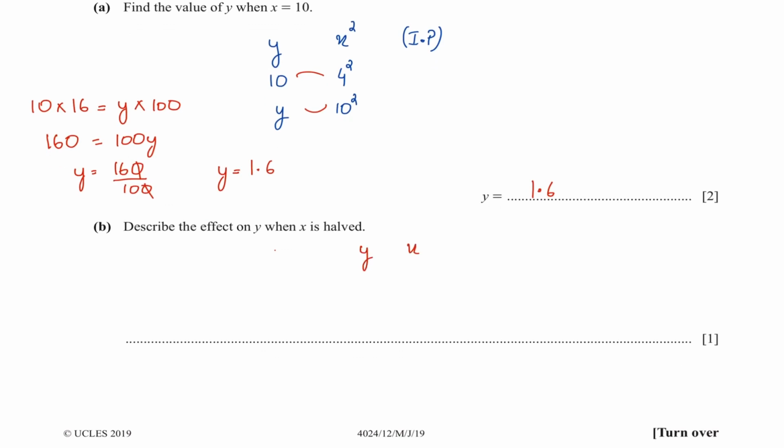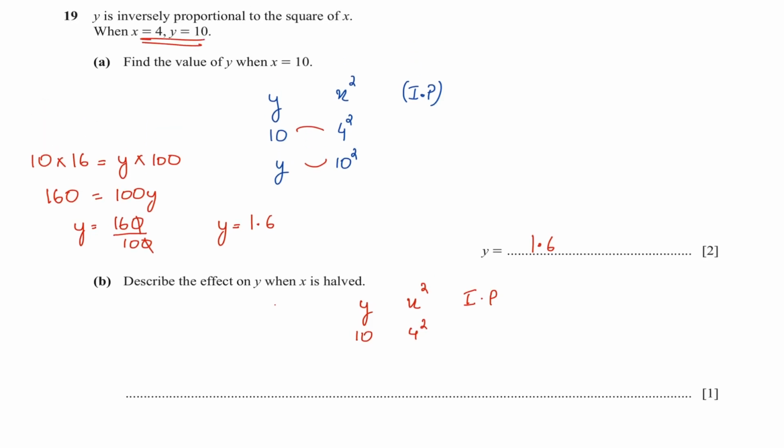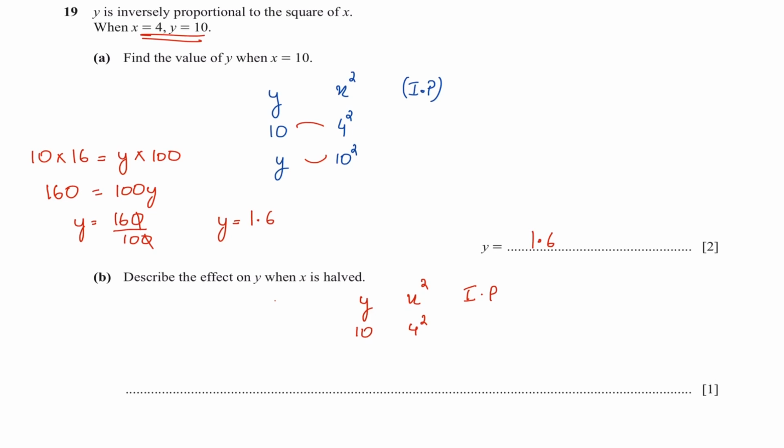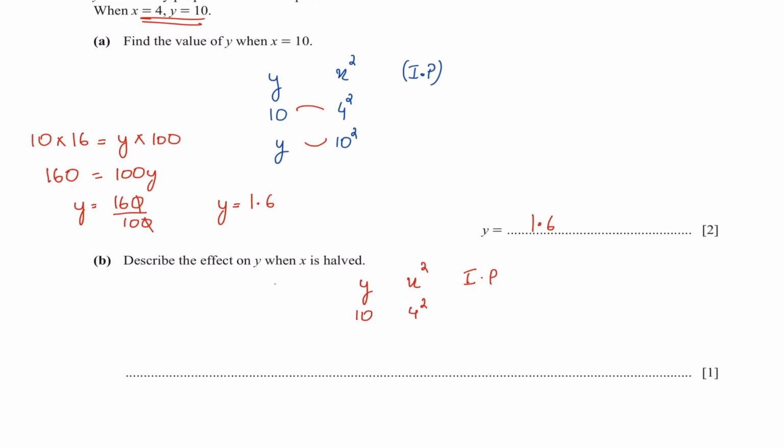Now let's do part B, which says describe the effect on y when x is halved. So what we can do here is we can go back to the original relationship which says y is inversely proportional to the square of x. We can take the original values 10 and 4 square. These set of values were given to us in the question, that x was 4 when y is equals to 10.